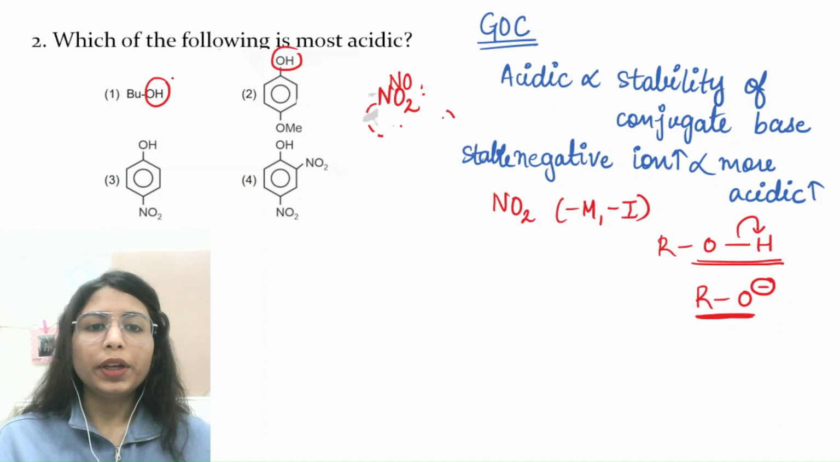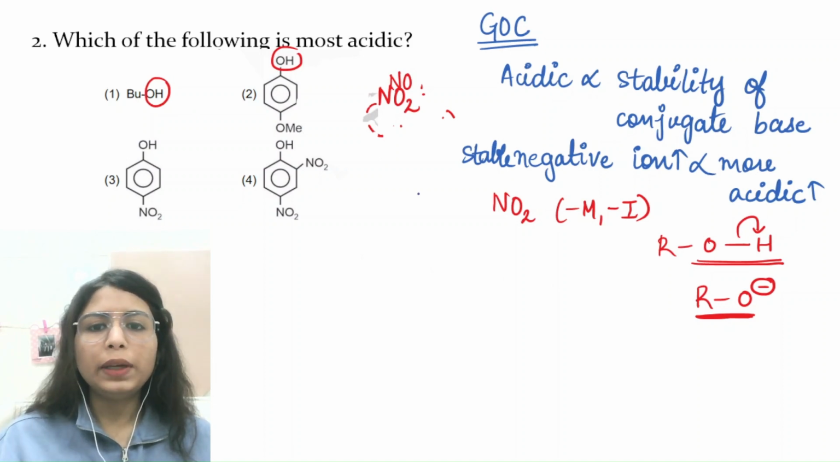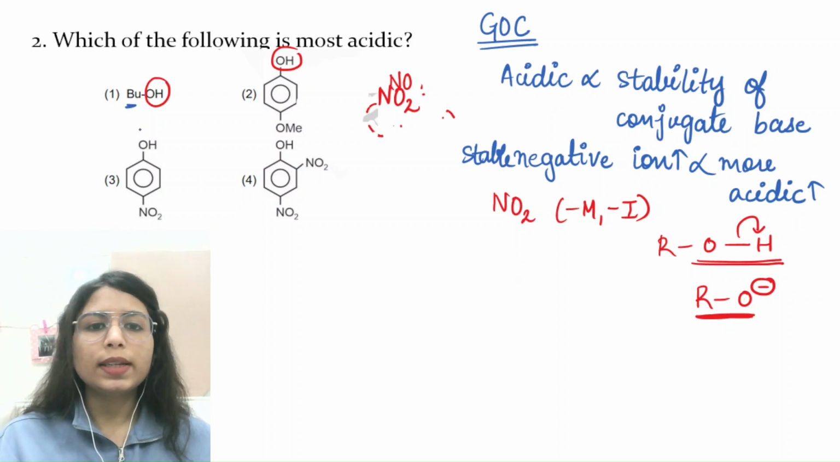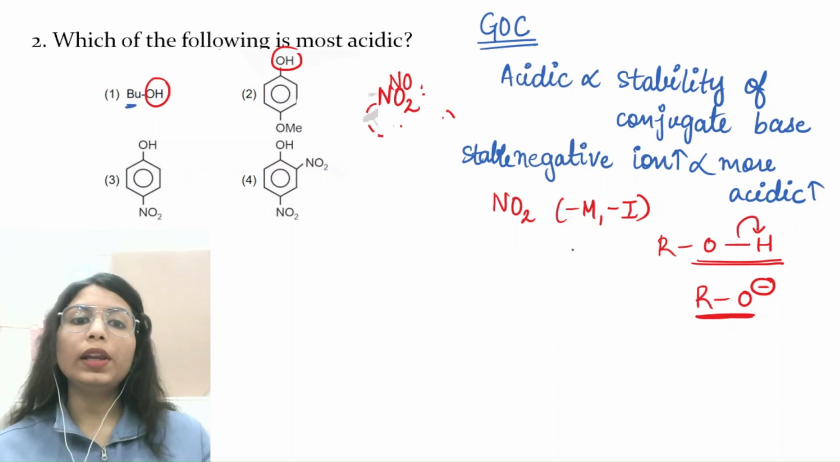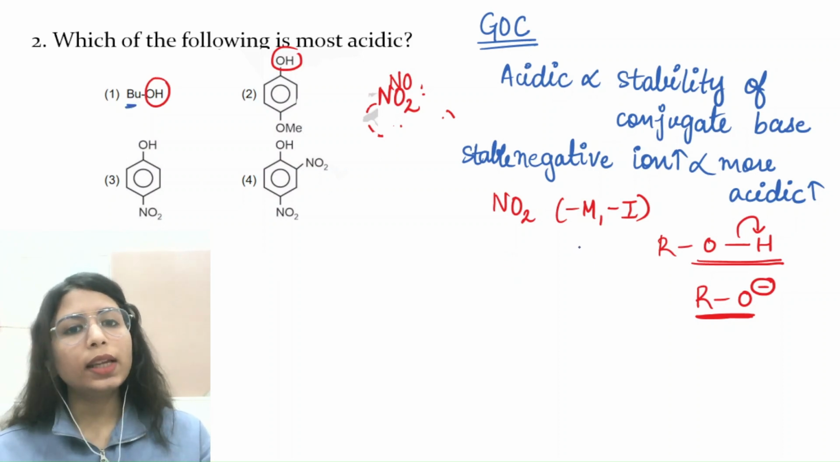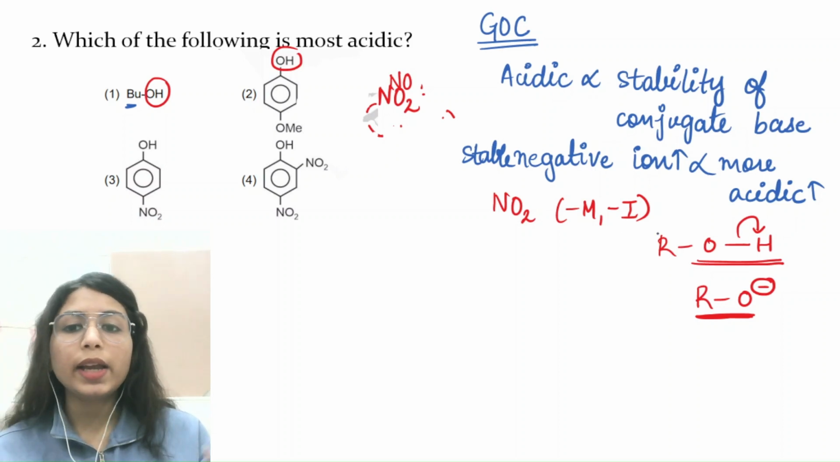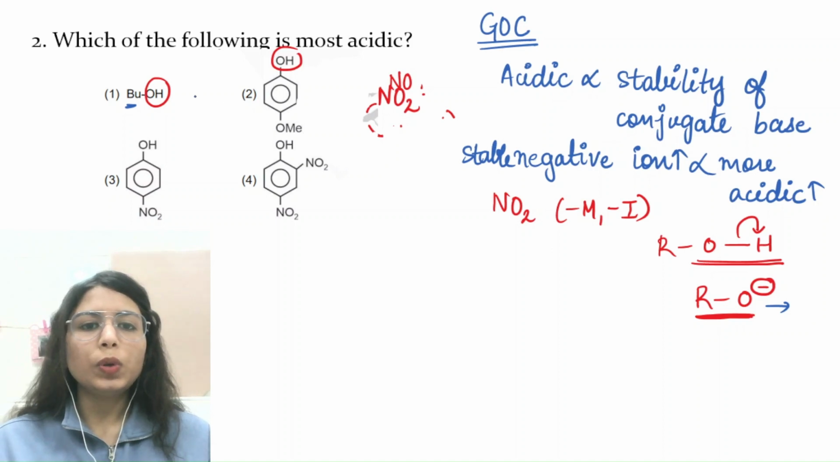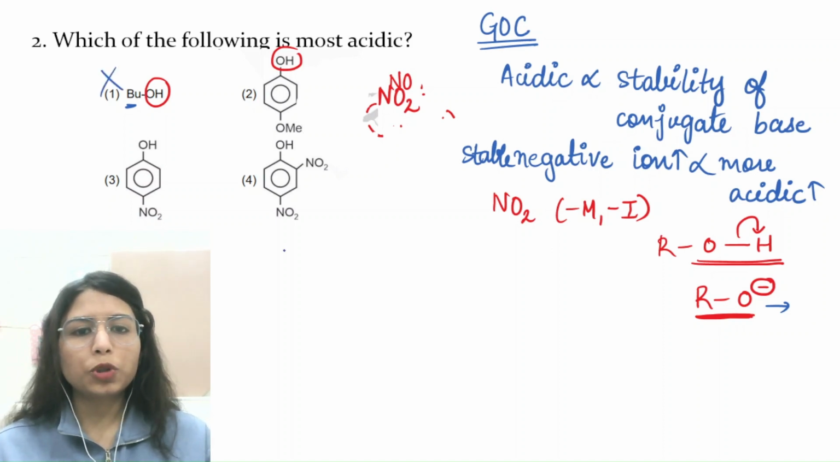The more the number of electron withdrawing groups, the more will be the stability of the negative charge. Okay, so here if I talk about Bu, it is an electron donating group, right? Since it is an electron donating group, it will donate the electrons, and the electron density will be increased, and hence the negative charge would be destabilized, right? So this won't be our correct option.